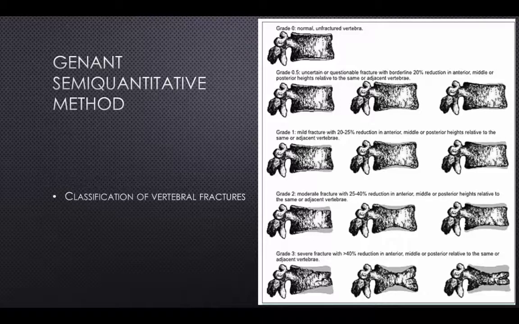Classifications of vertebral fractures by the Genant semi-quantitative method. Asymptomatic and symptomatic vertebral fractures can be diagnosed using the Genant semi-quantitative method, which requires a 20% decrease in vertebral height, from either the anterior, the mid, or the posterior dimensions, estimated visually to diagnose a vertebral fracture.